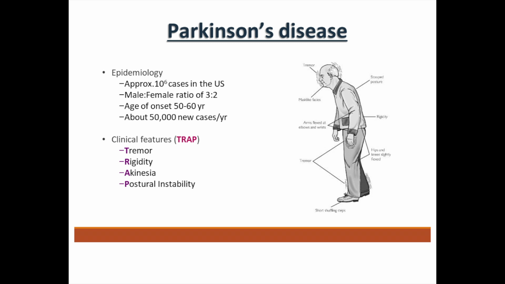So how common is it? There are more than 100,000 cases in the United States. And there is a male to female ratio of 3 to 2. So in other words, it's a little bit more common in men. And the age of onset is between 50 and 60 years of age. But of course, some patients can develop it before or after this age. And there are about 50,000 new cases a year in this country.